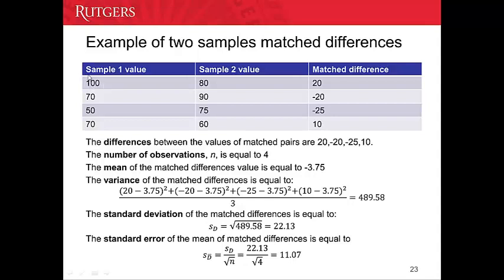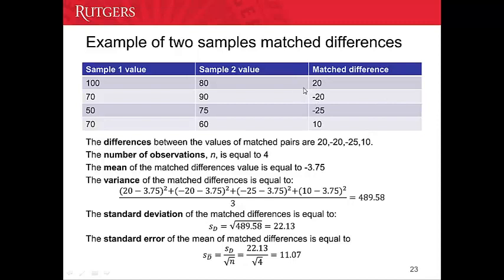Here, the first observation, 100, in the first sample is matched with the first observation in the second sample. And the second observation in the first sample is matched with the second observation in the second sample, etc. The same for the third observation in the first sample, matched with the third observation in the second sample. After we match those observations, we calculate the matched differences.